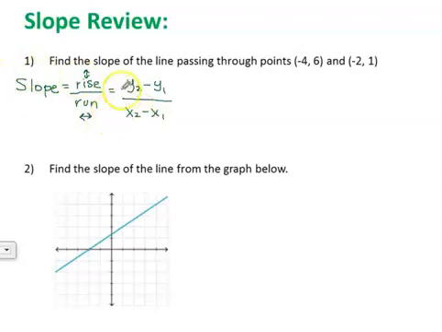So the formula you need for slope is right here. So slope is going to equal, you're going to subtract your y coordinates and then put that over when you subtract your x coordinates.